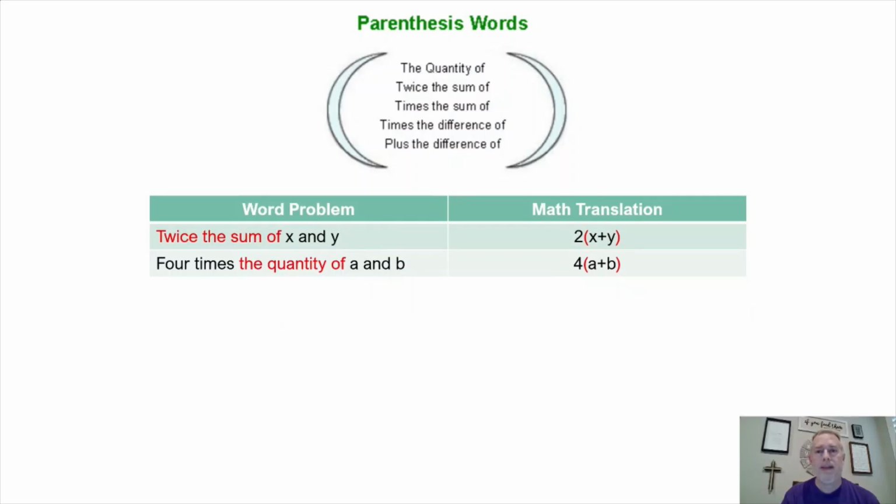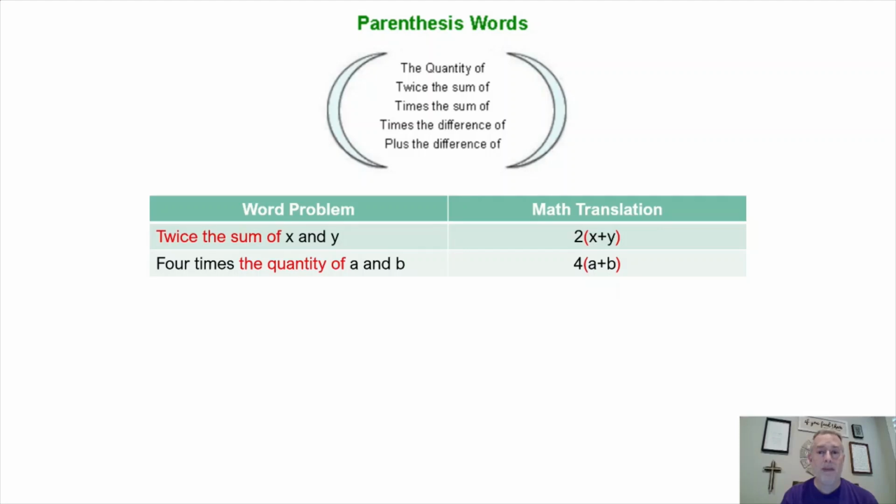Parentheses. A lot of times when you're trying to put things in parentheses, you're going to see things like the quantity of, or lots of it, twice the sum of, times the sum of, times the difference of. When you see that whole big combination, that means we've got to put them in parentheses.